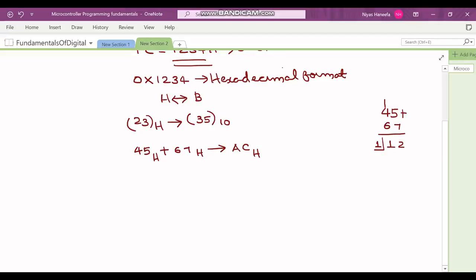But in the case of the hexadecimal number system, 7 plus 5 is 12, and that corresponds to a symbol in the hexadecimal number system. What is that symbol? It is C. And 6 plus 4 is 10, which corresponds to the symbol A. So AC.